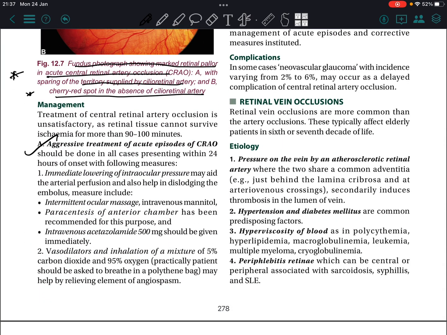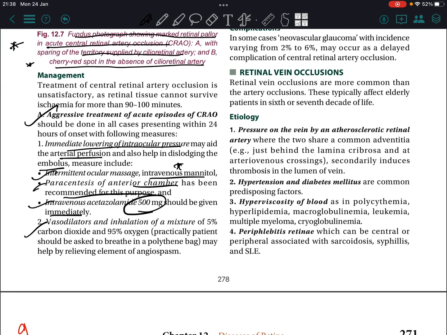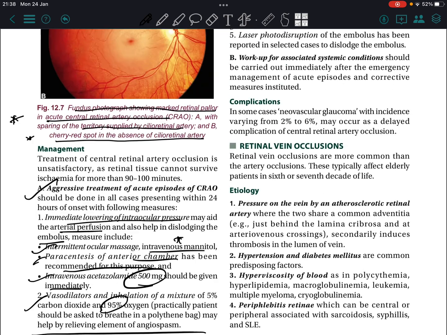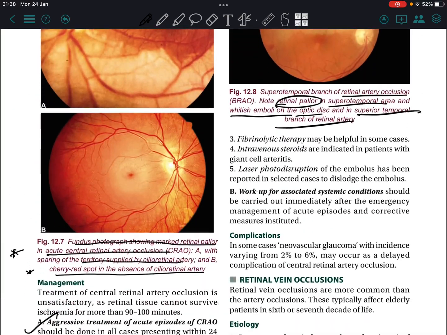Management: aggressive treatment of acute episodes of CRAO. Immediate lowering of intraocular pressure may aid in arterial perfusion and also help in dislodging the embolus. Intermittent ocular massage, intravenous mannitol. Paracentesis of the anterior chamber has been recommended for this purpose. Intravenous acetazolamide 500 mg should be given immediately. Vasodilators and inhalation of a mixture of 5% carbon dioxide and 95% oxygen may help by relieving the element of angiospasm.